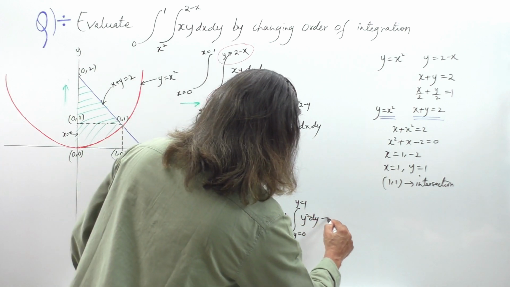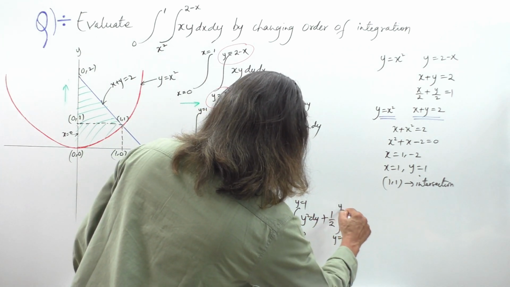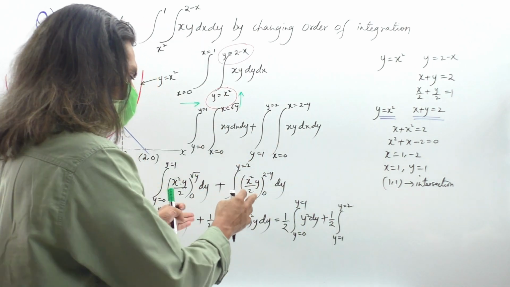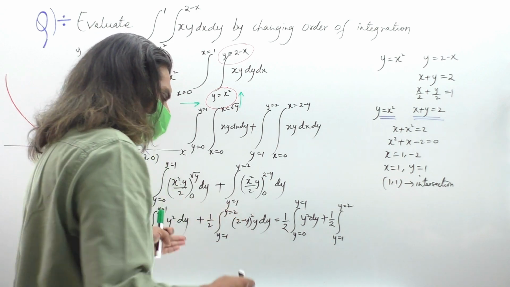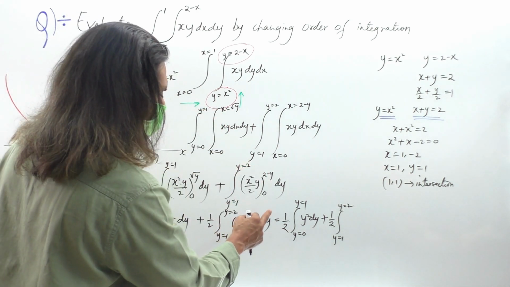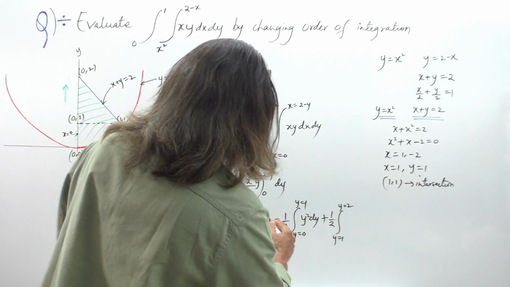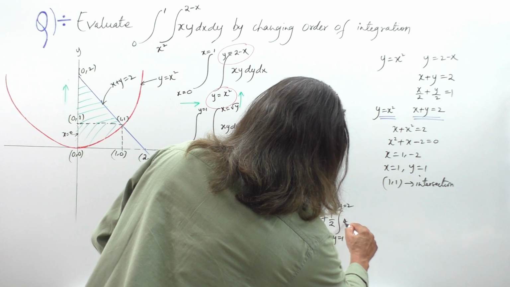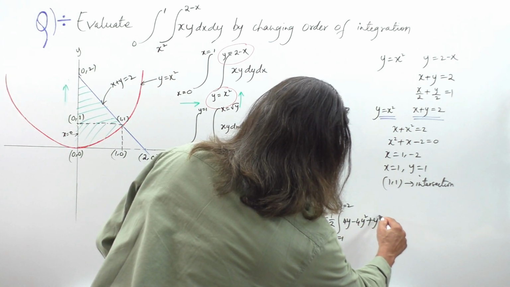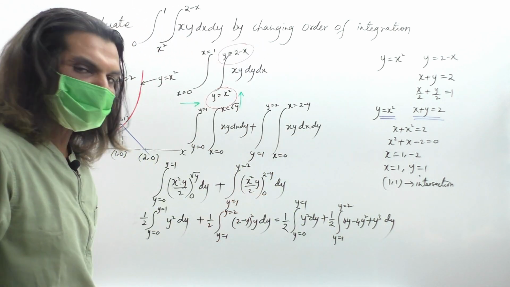Okay, step by step. Plus again 1 by 2, y is equal to 1 to y is equal to 2. Now on simplifying this, you open the bracket: 2 minus y the whole square into y. 2 minus y the whole square, a minus b the whole square is a square plus b square minus 2ab. So 4 plus y square minus 4y, into y, that will become how much? It will become 4y minus 4y square plus y cube, dy. Now everything is done, integrate this and put the limits.